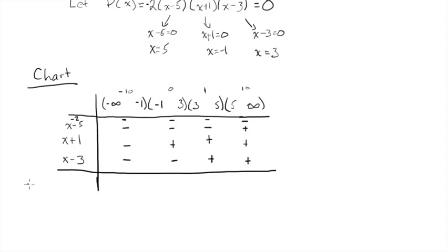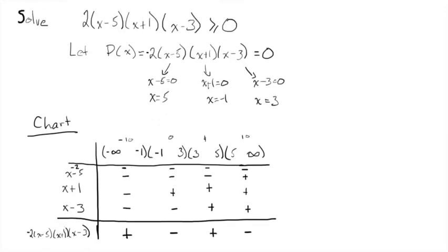So now we're going to look at the product of negative 2 times (x minus 5) times (x plus 1) times (x minus 3), and worry about the sign. So a negative times a negative times a negative times a negative. 4 negatives. Well, these make a positive, these make a positive, so overall you have a positive. Even number of negatives makes a positive. 3 negatives, 1 positive, makes a negative. 2 negatives, 2 positives, positive. 1 negative, 3 positives, negative.